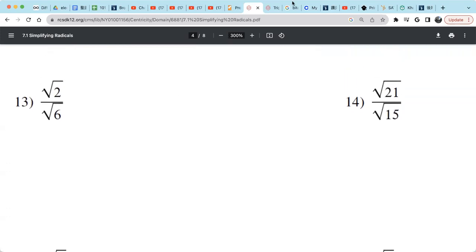Let's see 13, 14. It's both a square root, so we pull them together. 2/6. Now you see the reason why we want to put them together, because this one can be simplified to be 1/3.